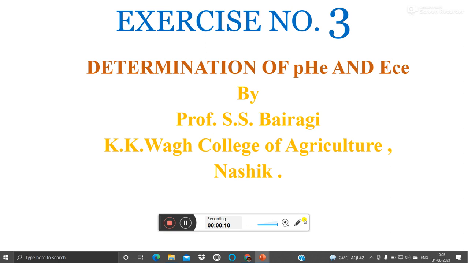This is the course Problematic Soils and Their Management, in which we are seeing today the determination of pHe and ECe. These are the practicals under the course of Problematic Soils. So pHe, this 'e' suggests the extraction paste. Let's see how we determine the pHe and ECe of the soil or the saturation paste extract.